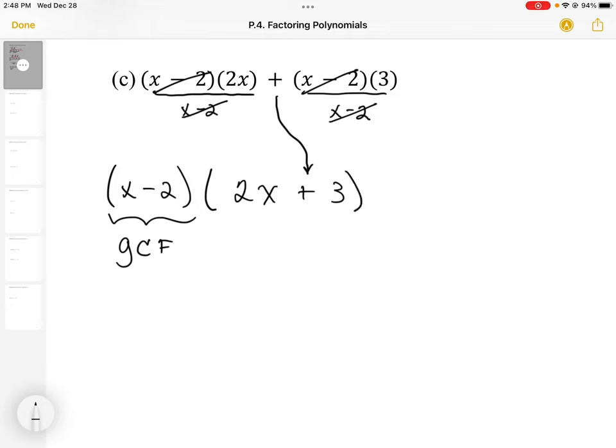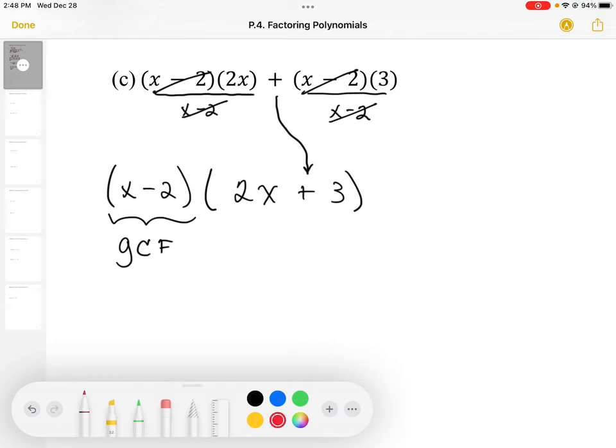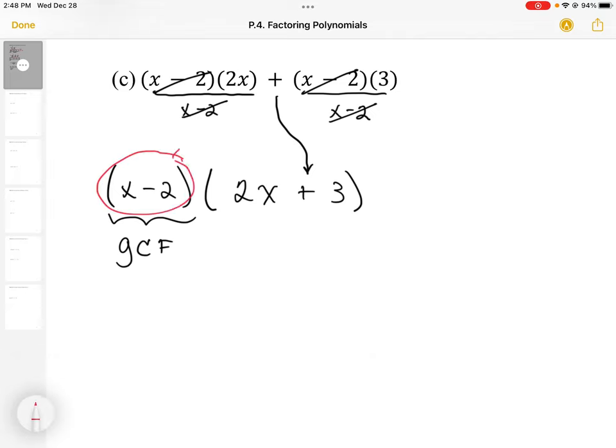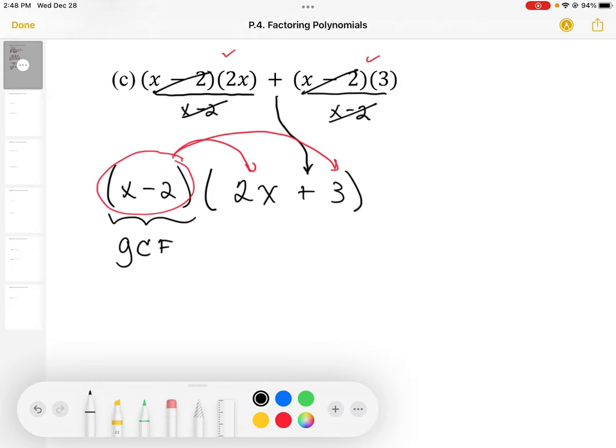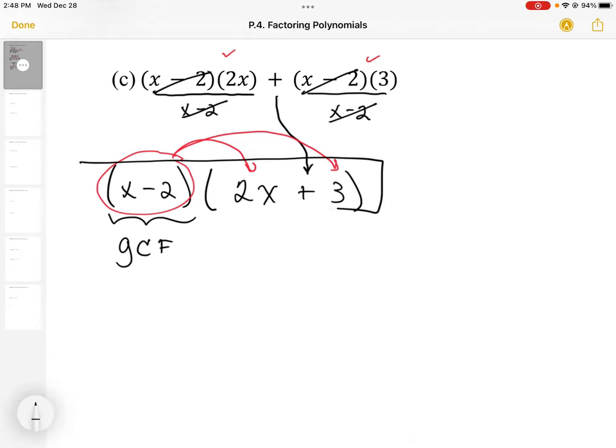And now we could quickly check this without multiplying the whole thing out. If we think of this as one term, x minus 2 times 2x, x minus 2 times 3, we get both of those terms without simplifying it any further. So our final answer here is x minus 2 times 2x plus 3.